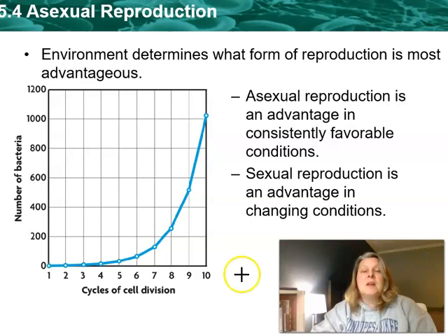If you look at this diagram of asexual reproduction, you see that it's an exponential graph. So you may start off with only one or two individuals dividing, but over time, those one or two individuals can multiply rapidly. 1 becomes 2, 2 becomes 4, 4 becomes 8, 8 becomes 16, 16 becomes 32, so on and on until you have this exponential growth.